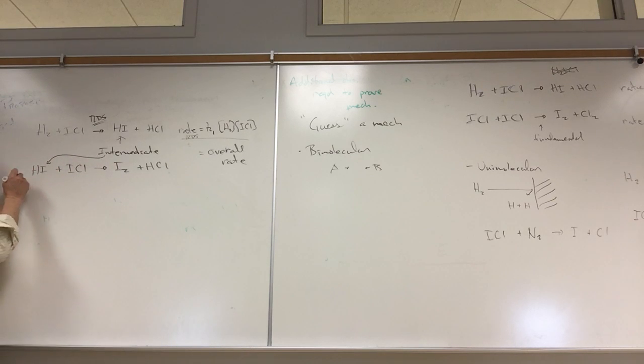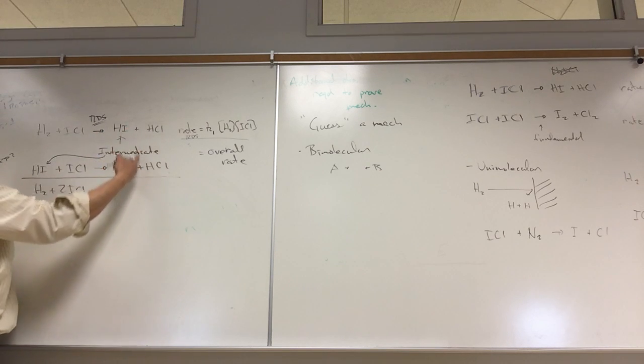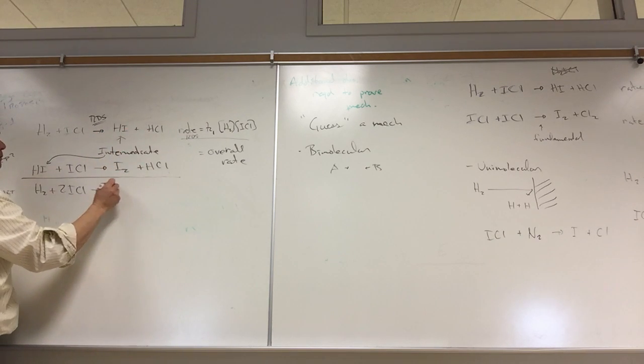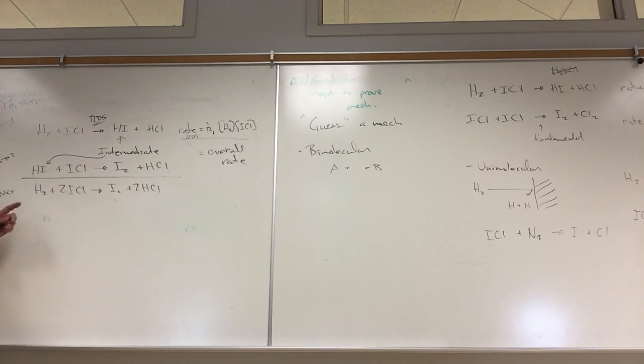And so the intermediate here is consumed in the overall reaction, because when I add up step 1 and step 2 to get the net reaction, the net reaction is going to look like this: H2 plus 2 ICl yields I2 plus 2 HCl. And so it doesn't matter how fast this step goes, it's faster. The overall rate is just going to depend on the bottleneck. And so that's what we have here.